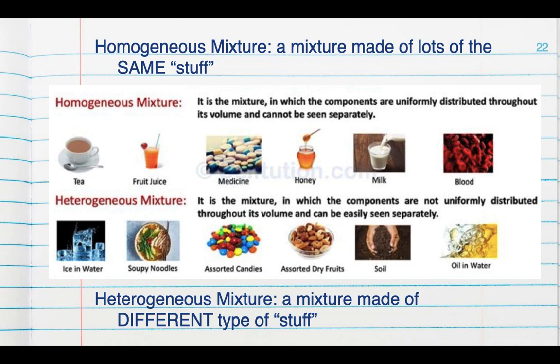Homogeneous mixtures. I'm going to pick two. Remember, these are the ones that are going to look the same the whole way through. So tea, fruit juice, medicine, honey, milk, and blood.